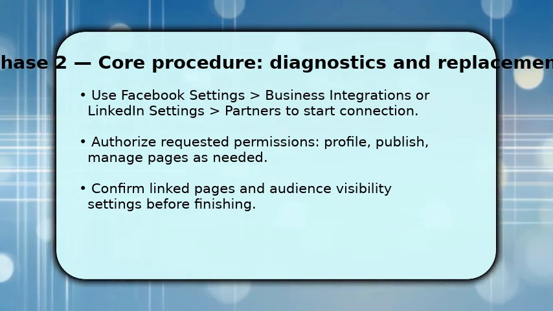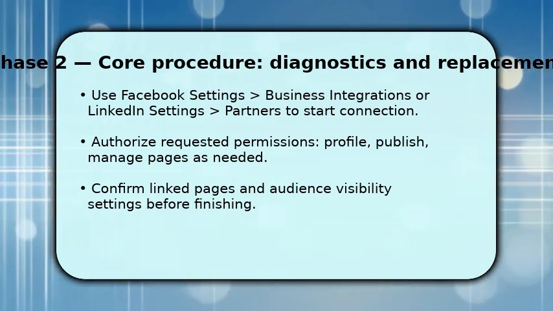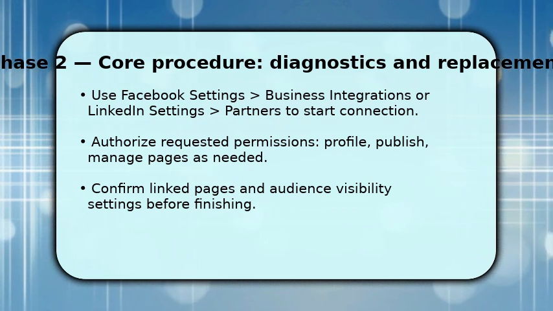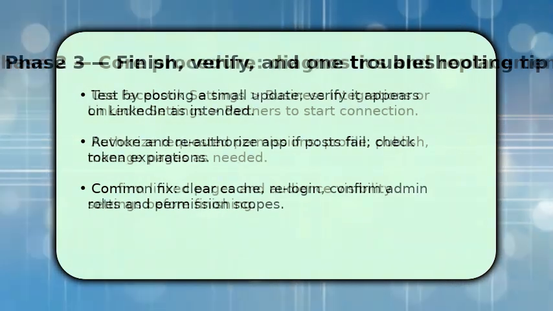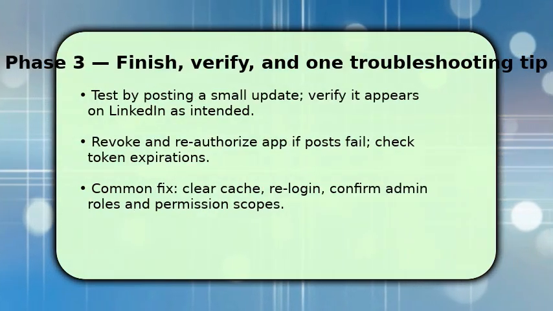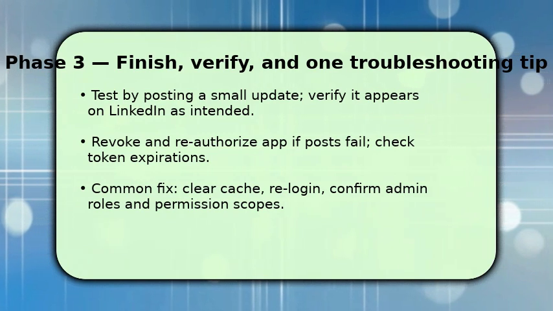Once you approve, watch for confirmation prompts. Make sure audience visibility is set correctly so you don't accidentally post private content. Finish by creating a test post on Facebook and immediately check LinkedIn for the mirrored post.